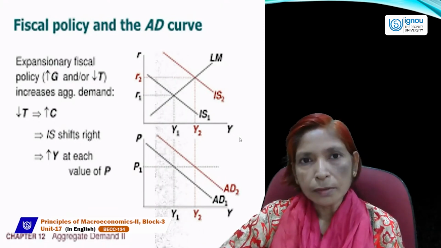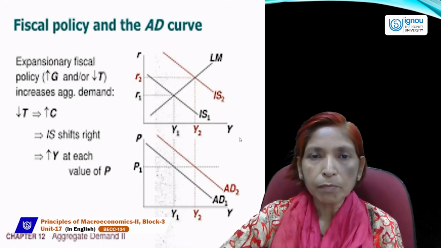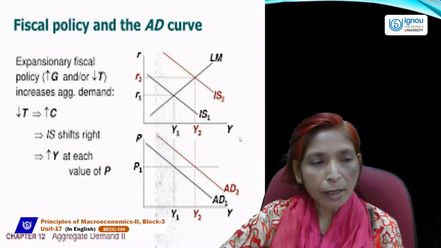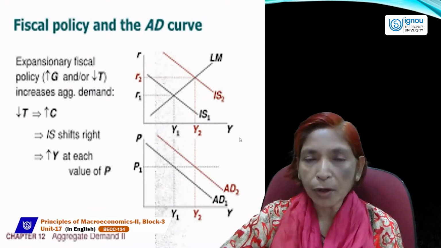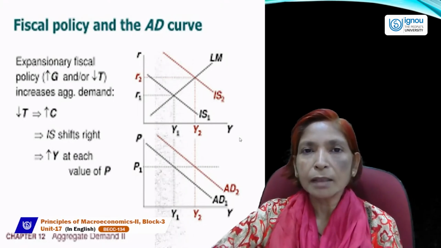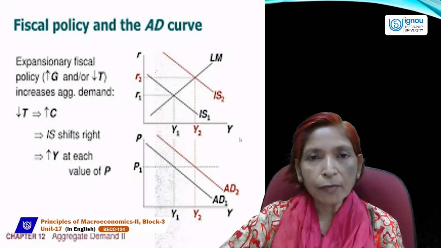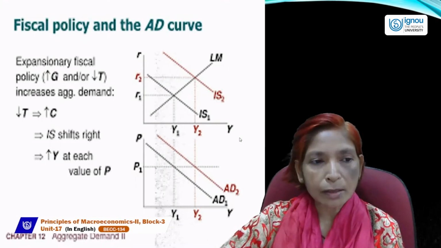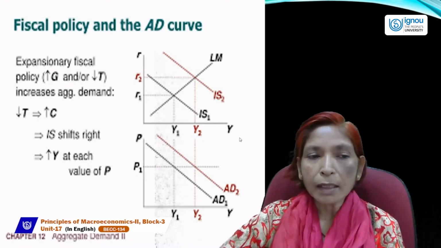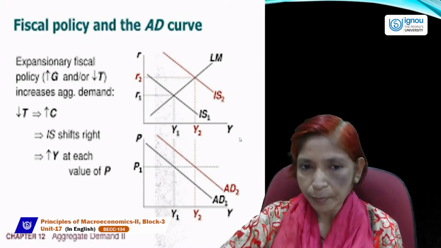Government can follow maybe an expansionary policy or maybe a contractionary policy. Expansionary fiscal policy is that policy in which government increases its spending and decreases the taxation rate. If government increases the expenditure and decreases the taxation, then the IS curve will shift to the right hand side.